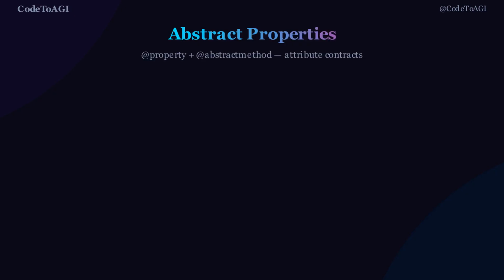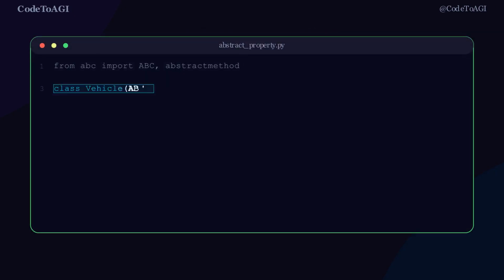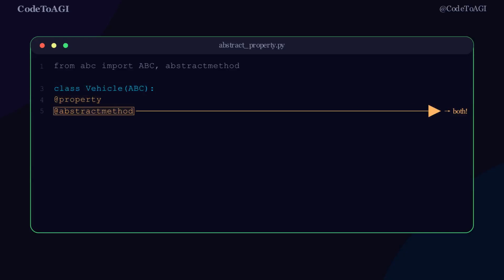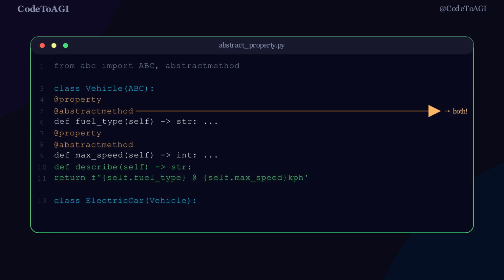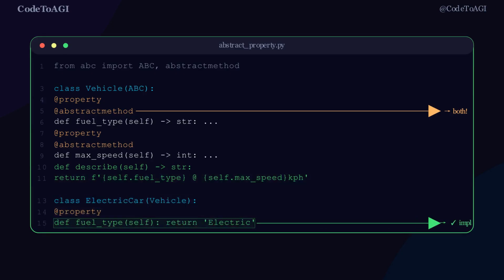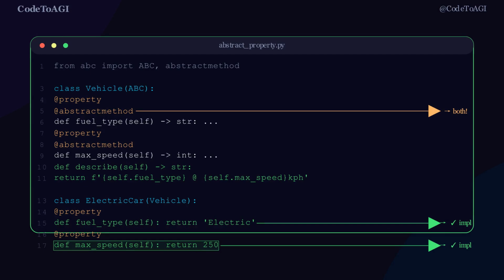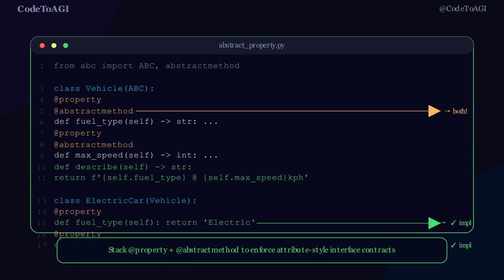What if the contract requires a property, not just a method? Use the combination of @property and @abstractmethod. Look at the code. We define a Vehicle ABC. The fuel_type property is decorated with both property and abstractmethod. The max_speed property is also abstract. The describe method is concrete. It calls self.fuel_type and self.max_speed.